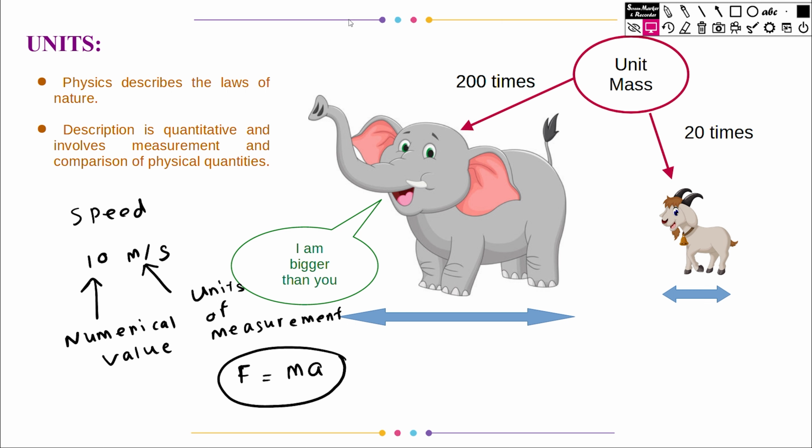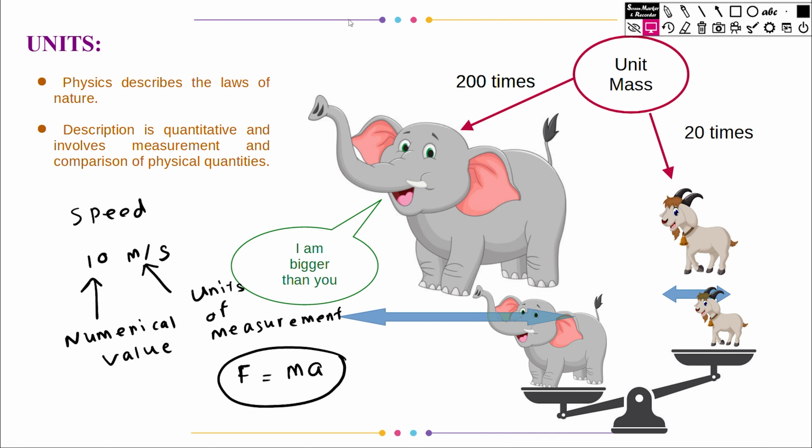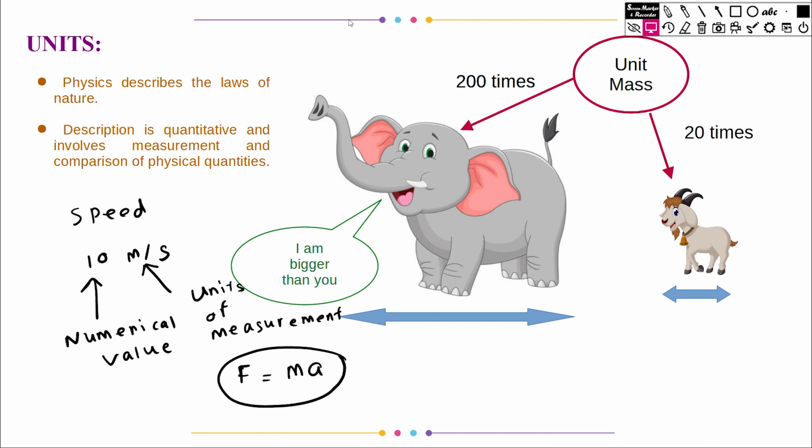To understand the quantitative description, we'll take help of an example. We can see an elephant and a goat on the screen. We know elephant is heavier than a goat, but the question is how much heavier. Let us assume we have chosen a standard mass, calling it a unit mass. The elephant is 200 times the unit mass and the goat is 20 times that unit mass. So we came to know with the help of that unit mass that the elephant is 10 times heavier than the goat. Now assume we call the unit mass 1 kg. So the value comes to be 10 kg. So the numerical value in this case is 10 and the unit of measurement in this case is kg.